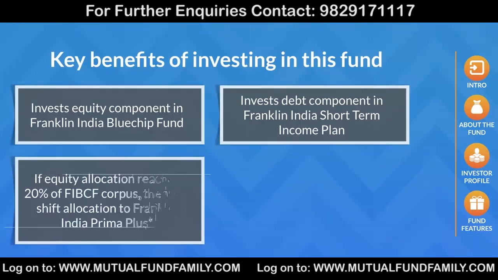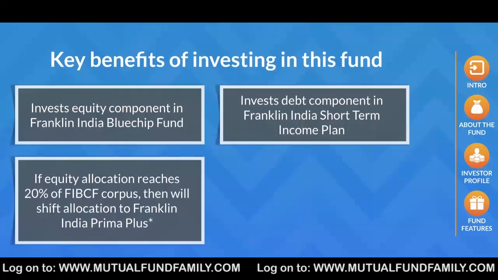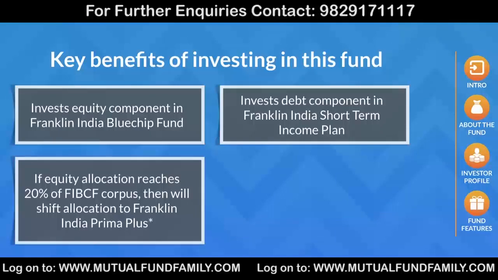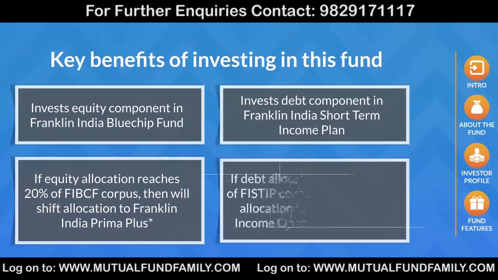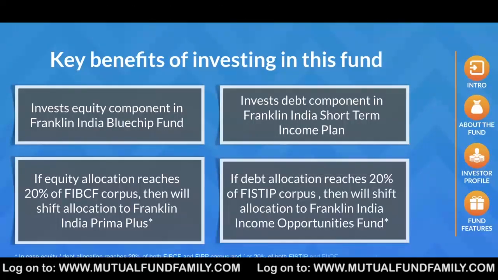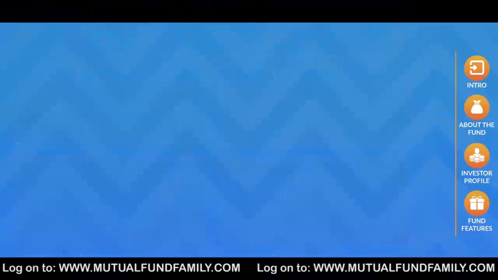In case equity allocation reaches 20% of the Franklin India Blue Chip Fund corpus, then equity allocation will shift to Franklin India Prima Plus. In case debt allocation reaches 20% of Franklin India Short-Term Income Plan corpus, then debt allocation will shift to Franklin India Income Opportunities Fund.